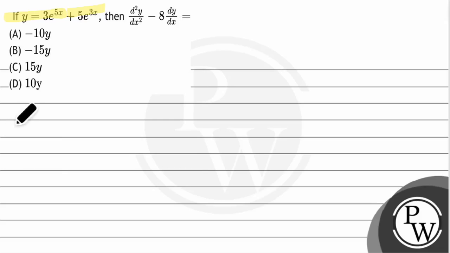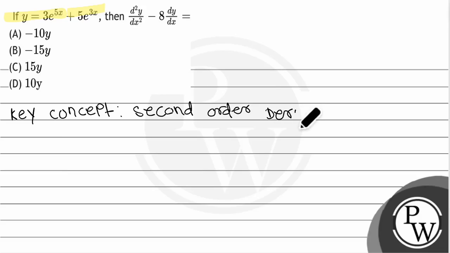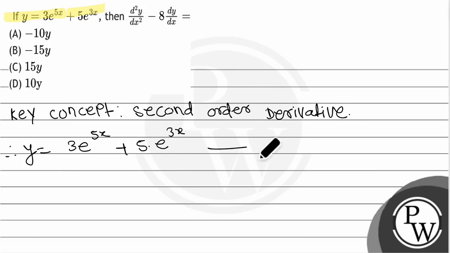Okay. So guys, to solve this question, the key concept we use is second order derivative. So just write down the given question as it is, that is y equal to 3 into e raised to 5x plus 5 into e to the power 3x. Call this equation number 1.